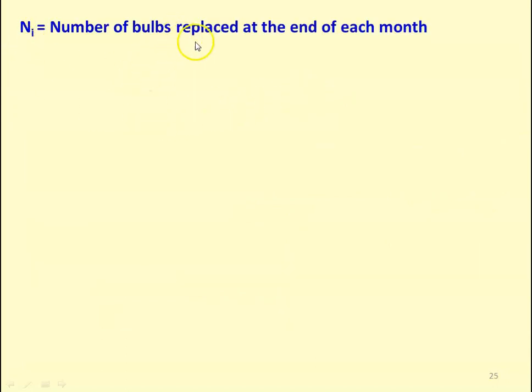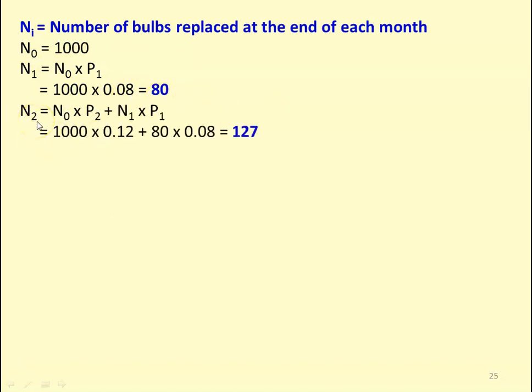So Ni is the number of bulbs replaced at the end of each month. N0 is 1000, so at the beginning we have 1000 bulbs. N1 is equal to 1000 into 0.08, which is 80 bulbs. N2, the end of the second month, is N0 into P2 plus N1 into P1. N0 is the number of bulbs initially, at the time t equal to 0, the beginning.